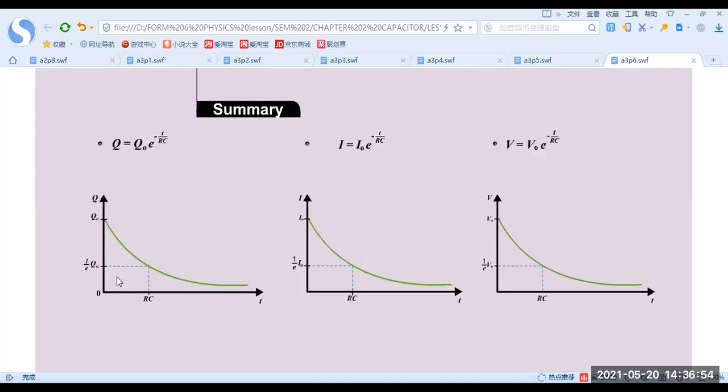So as a summary, in the process of discharging of a capacitor, the Q, I, and V have the same pattern, where all of them reduce with time. And from the formula, we notice that when the discharging time equals RC, the Q will be equal to 1 over e of Q naught, the current also will be 1 over e of I naught, and V equals 1 over e of V naught.